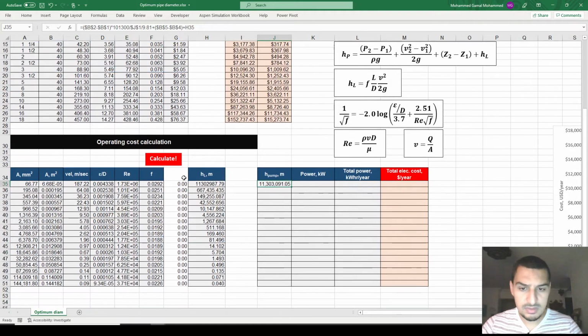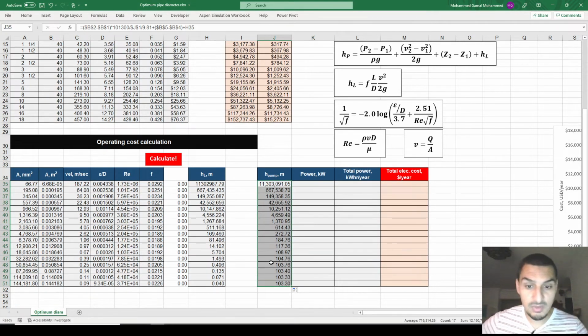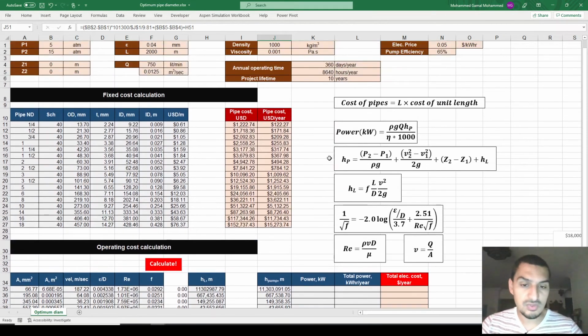It's a very large number. It's almost going to be the same number as the H losses, because this term is now the dominating term. While here you'll see that the pump head is almost constant at the end, with very slight change, because it's dominated by the other term, which is P2 minus P1 divided by rho g. So again, this is something that I should expect.